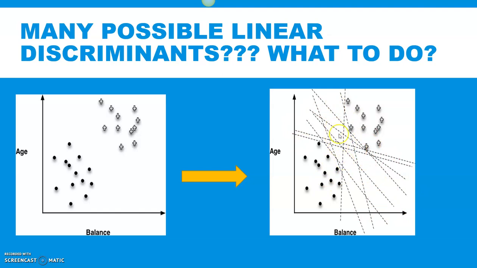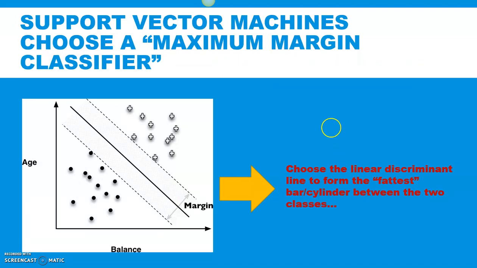And even if you can separate them with a line, you can see there are many possible line solutions that do the separation effectively. And so we come to this idea of something called a support vector machine. A support vector machine chooses something called a maximum margin classifier. So here is the support vector machine, and this is the linear discriminant function the support vector machine is recommending.